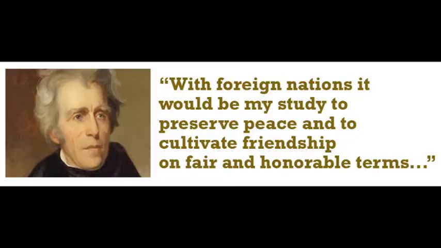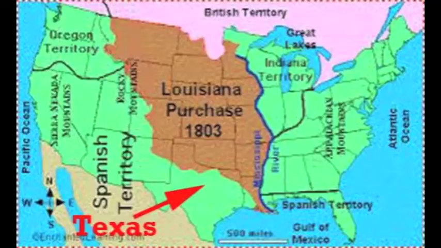Yet in his mission statement on foreign policy, Jackson said, "With foreign nations it would be my study to preserve peace and to cultivate friendships on fair and honorable terms." But he already let it be known that with the Louisiana Purchase he thought the U.S. had the right to annex Texas, which was at the time an established and legitimate part of Mexico.